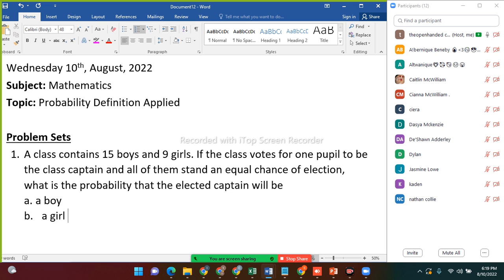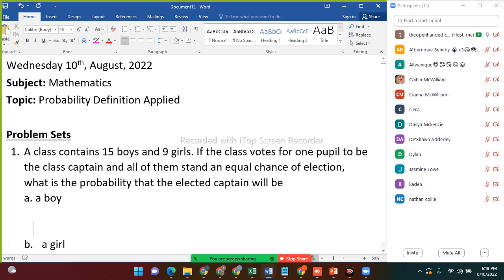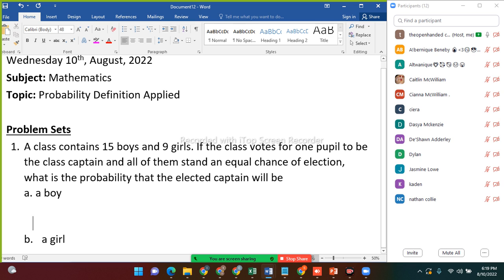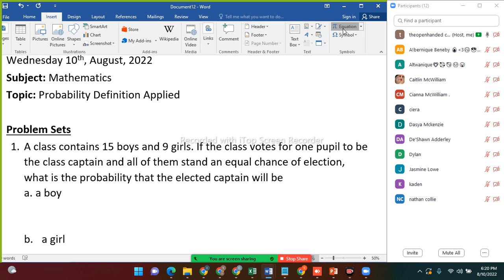Alright, so we have a class that contains 15 boys, 9 girls. If the class votes for one pupil to be class captain, and all of them stand an equal chance of election, what's the probability that the class captain will be a boy? What's the probability that the class captain will be a girl? Alright, first let's begin with the number of elements that are in the sample space. I think that's a good place to start.